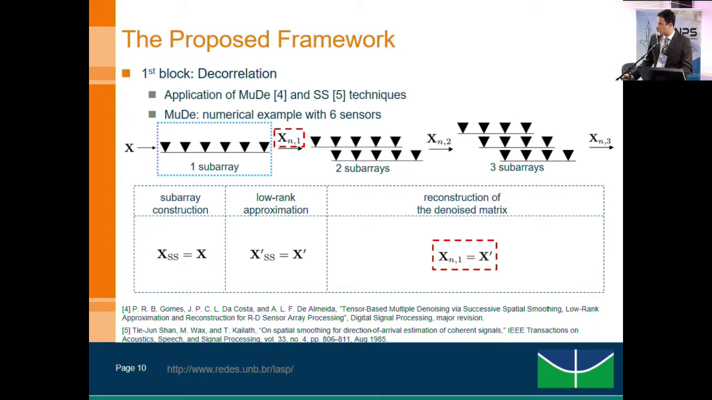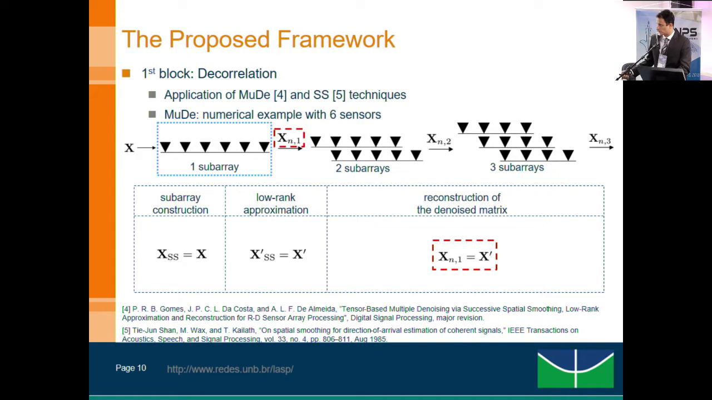So this is the first block, where we perform the decorrelation. We apply two techniques in cascade: the MUDE, which stands for multiple denoising, and the spatial smoothing technique. This is the first one, the MUDE. In MUDE, the received data matrix is successively denoised by means of three steps. The MUDE is an iterative algorithm.